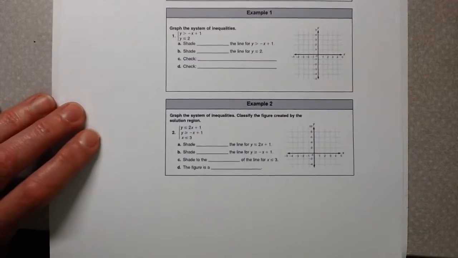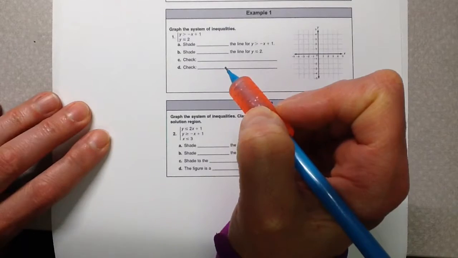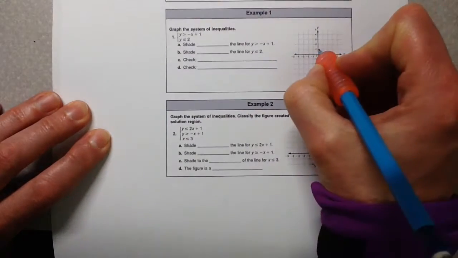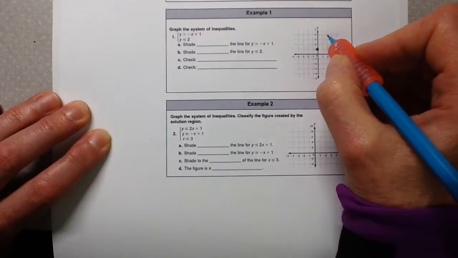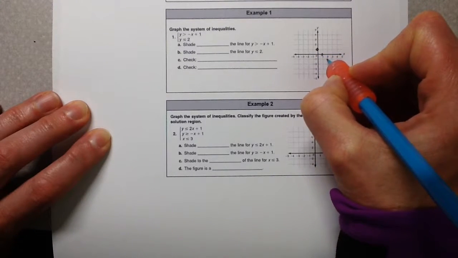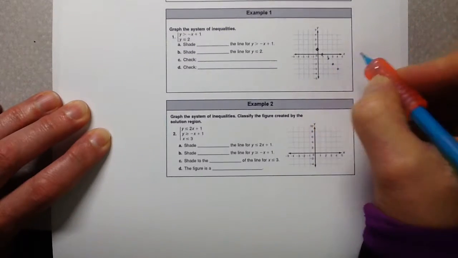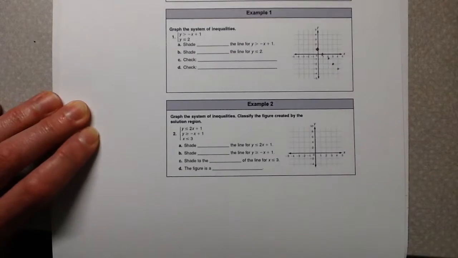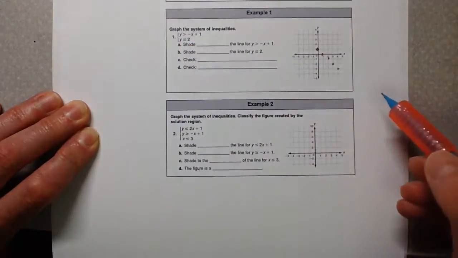The first one, we're asked to graph y is greater than negative x plus 1. So that means we're going to cross at 1 on the y-axis, and we're going to go down 1 over 1. And I mentioned before, not a bad idea to use a lot of points. And before, if this had been an equal sign, we would just draw our line.